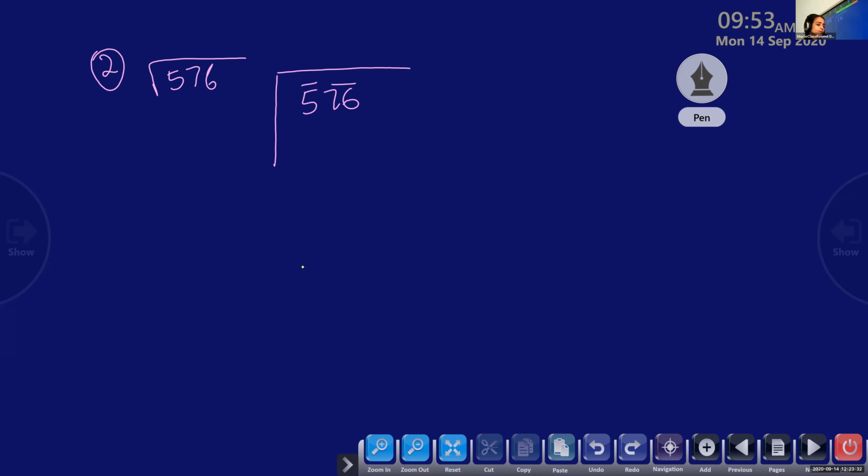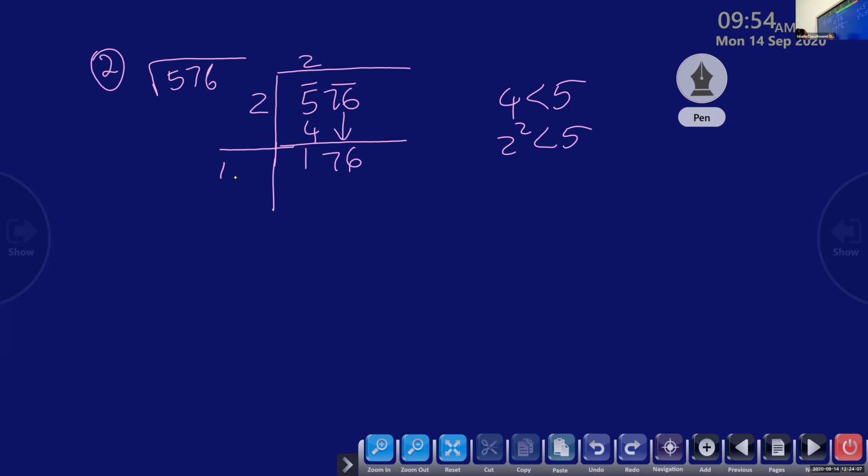It is 5. 5 is not a perfect square. So we are taking a number just below 5, like in the last problem, 4. So 2 square is less than 5. This 2 will be our first quotient and first divisor. 2 2s are 4. On subtract, 1. Take this 76 downwards. So we are getting 176. Now double the quotient. Here the quotient is 2. Double it. Put a dash on the right side.